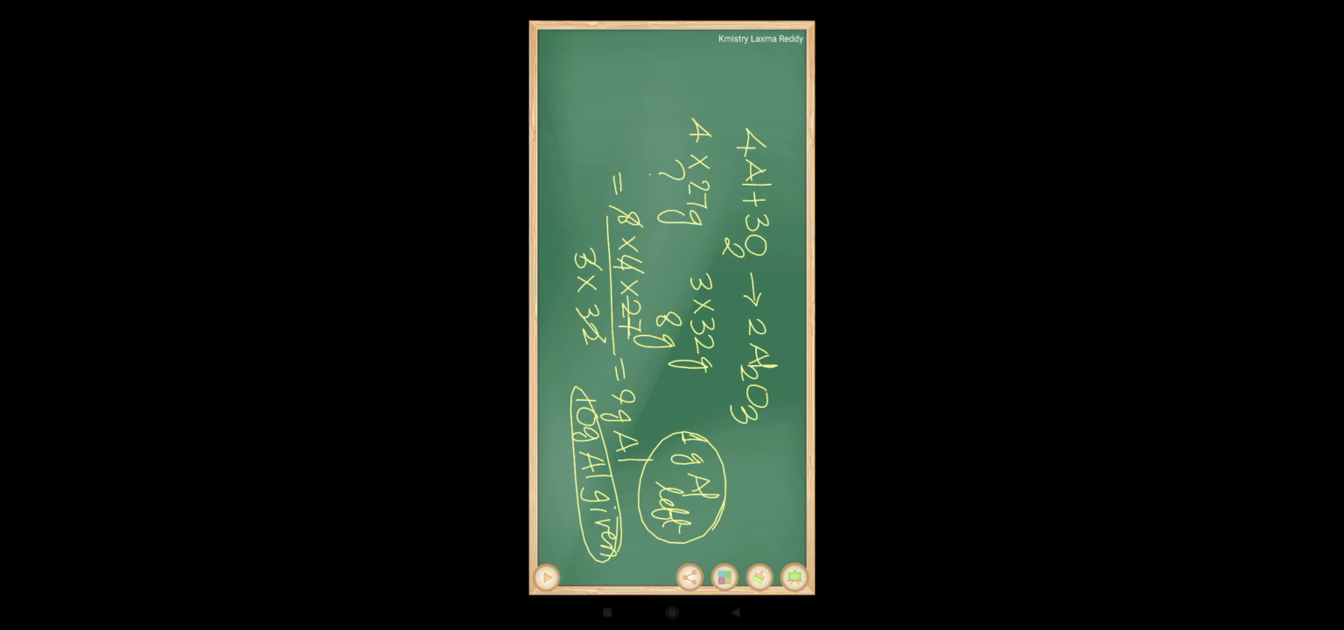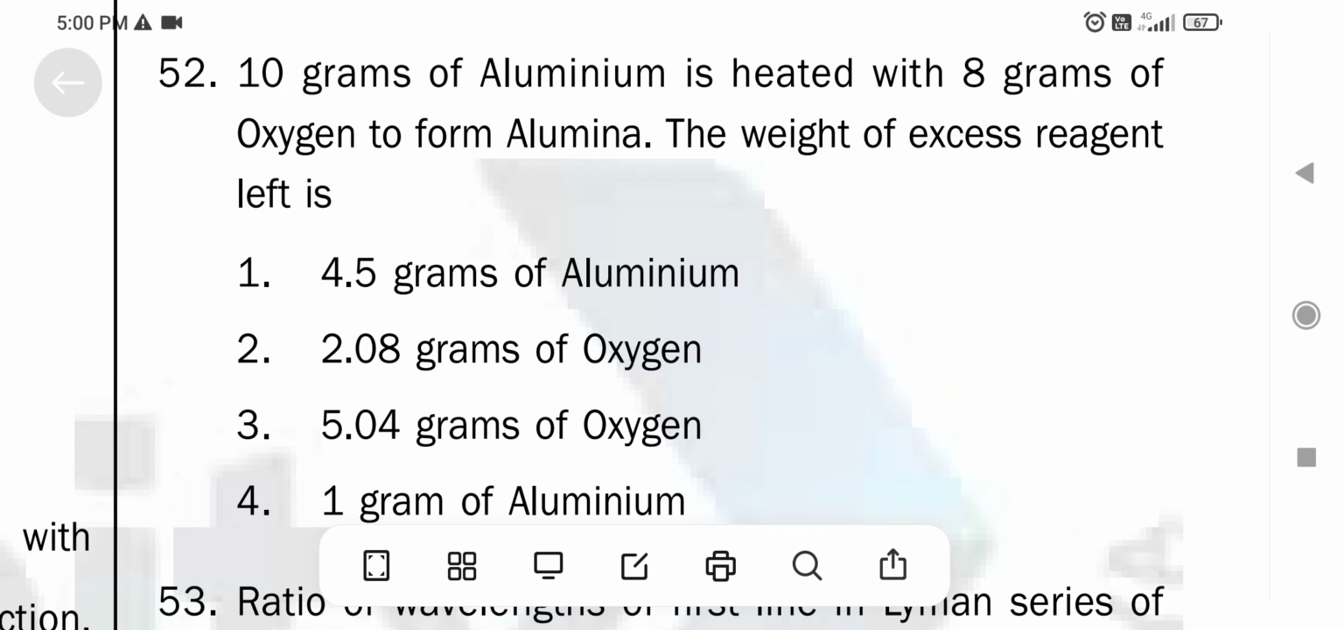So 8 grams of oxygen is given to you. So 8 grams will react with how much? 8 grams will react with 9 grams of aluminium, but given is 10 grams. So aluminium is in excess and 1 gram will be left. So the right option is 1 gram of aluminium.